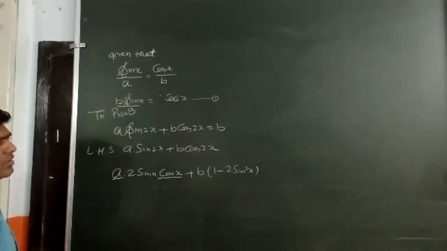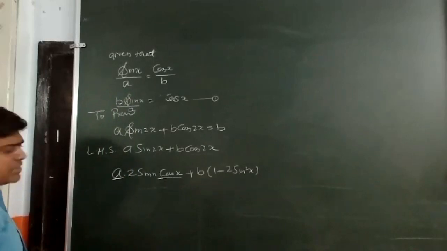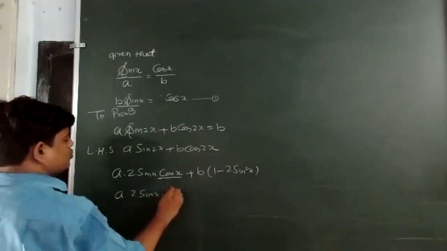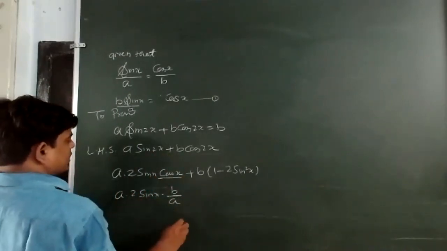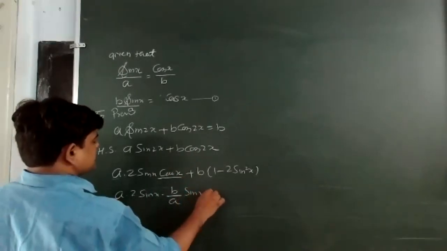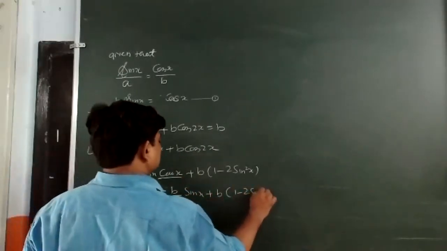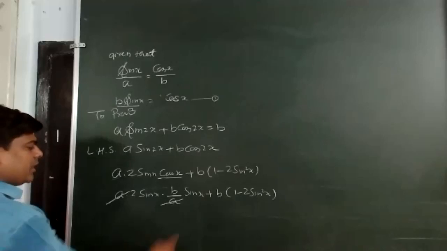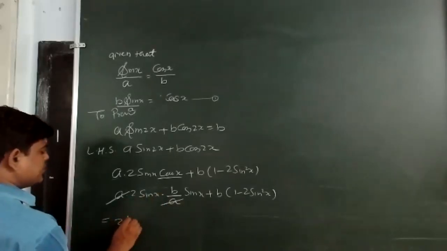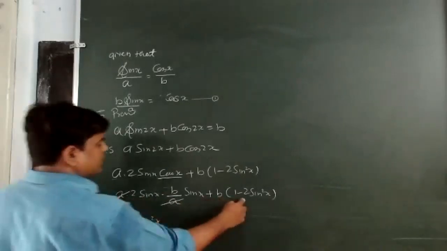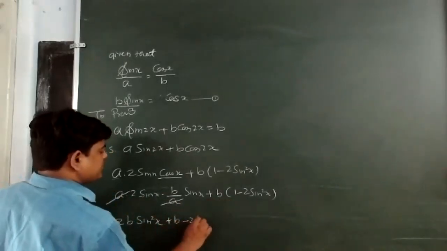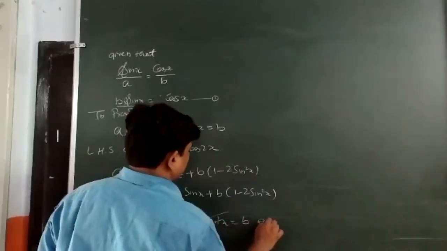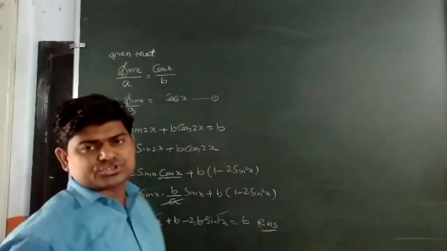What will happen? At the place of a, I will write cos x is equal to b upon a sin x. When I substitute here a into sin x into b upon a, and sin x plus b into 1 minus 2 sin square x, what will happen? b and b will be cancelled. Am I correct? And now I am having b sin square x. When I multiply, I get b minus 2b sin square x. These eliminate, and our result is there. b is our answer. This is an easy question.